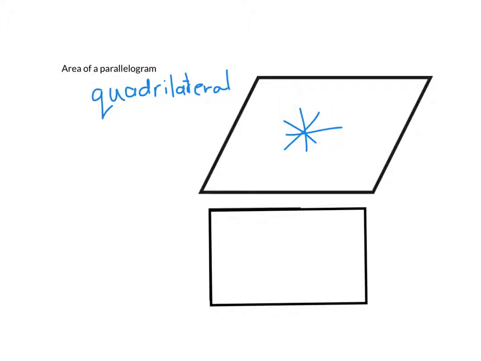It is a four-sided shape where these two sides are equal in length and parallel, and these two sides are equal in length and also parallel. Area refers to the flat surface that a shape or an object covers. So all this space within this rectangle is the area.